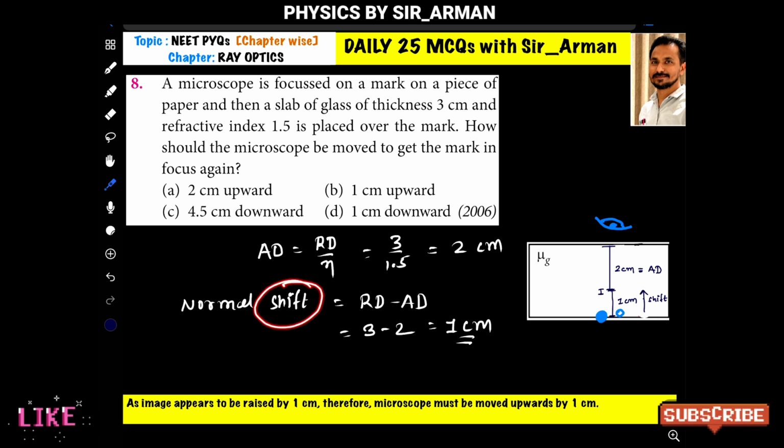So the normal shift is real depth minus apparent depth, that is 3 minus 2, 1 cm. So as the image appears to be raised by 1 cm, therefore the microscope must be moved upward by 1 cm.